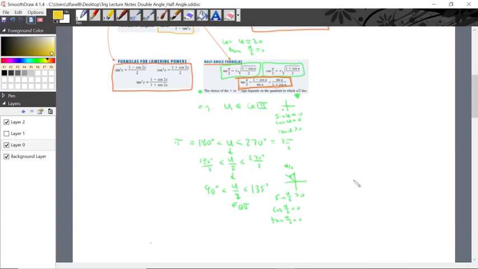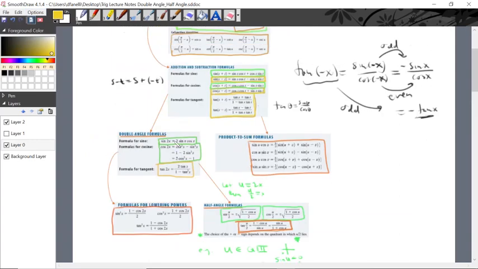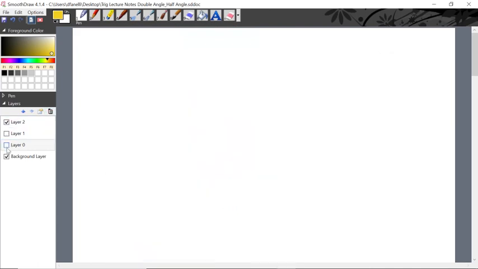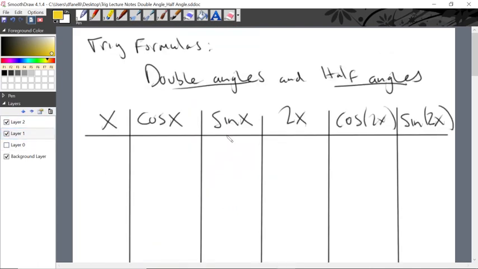All right. So we are focused on these formulas for the double angle for sine and cosine and these formulas for the half angles for sine and cosine. The double angle and half angle formulas, what are they meant to do?